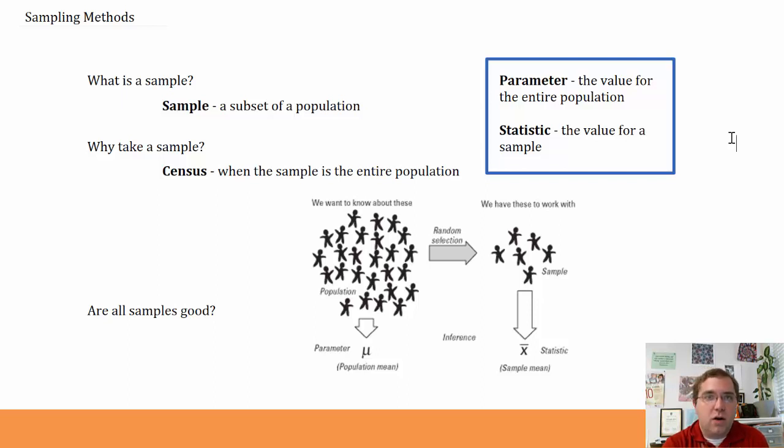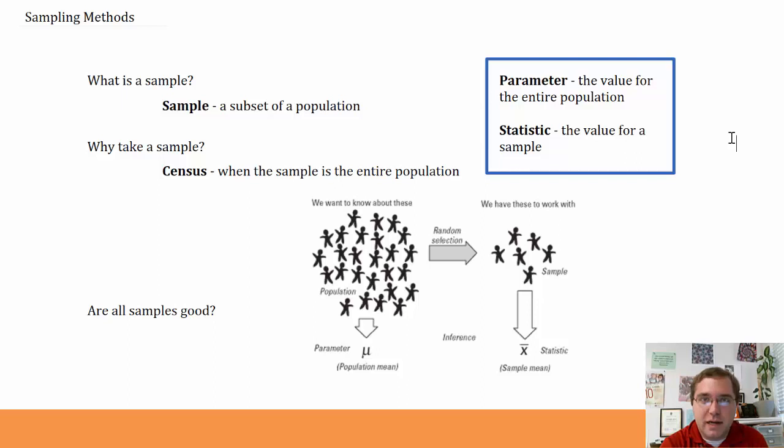So say I was studying all male adults in the United States, and I wanted to know their average height. The population of male adults in the United States has an average height, but I don't know what it is. So I take a sample of male adults from across the United States, and I find the average of their heights, and that is the statistic. It's the value for the sample.